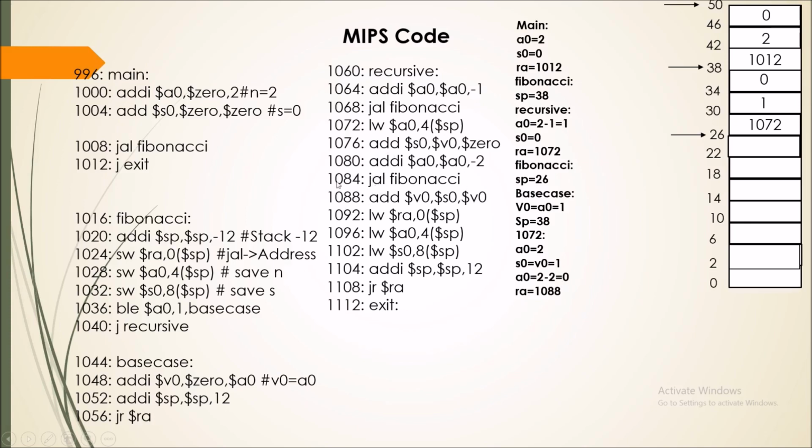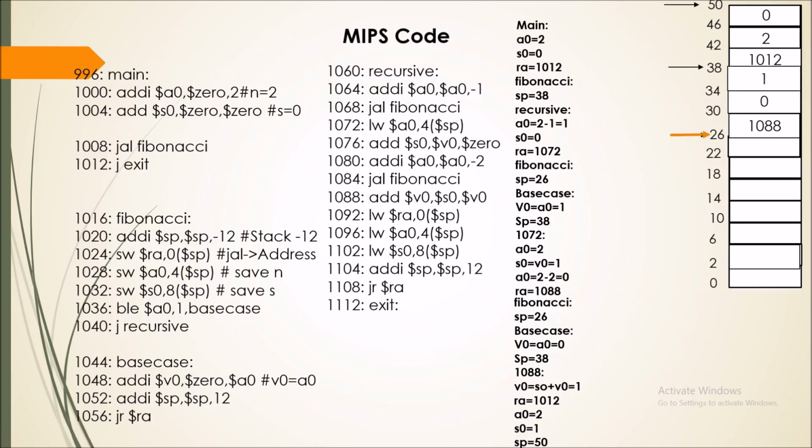So JAL Fibonacci means we will take the next value as the array input. That means the array will be 1088, right? Now if that's so, then we will have to move to the Fibonacci here, and after moving here we can see that it is subtracting 12. So we will again move to 26 and point to 26, and then again save the values of array, A0 and S0. We are overwriting the stack here. So after saving the values, we will again check if A0 is less than or equal to 1. Yes, A0 is 0, so it is less than or equal to 1.